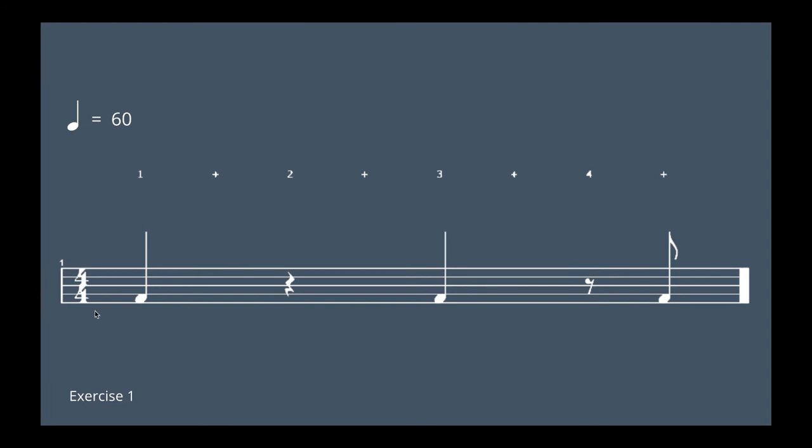Now, just so you know, this note here for drum notation is a kick drum. I'm playing it on my drum pad as if it were a snare, okay? Just look past that right now. I just wanted to show you guys. These notes right here are really more right now for counting the value. Okay, so let's go 60, 1, 2, 3, 4.